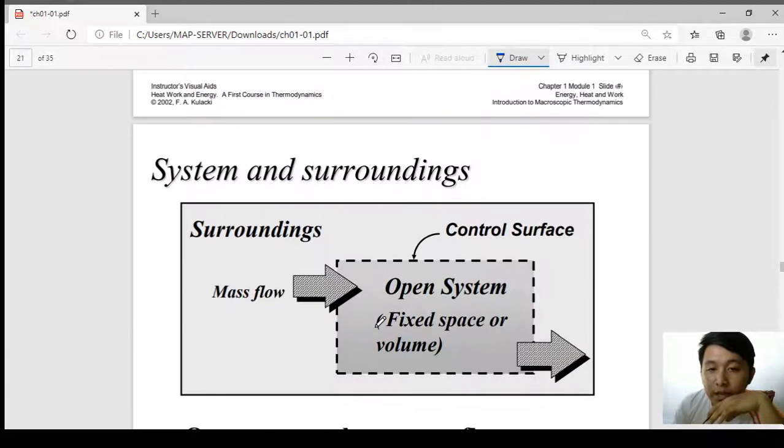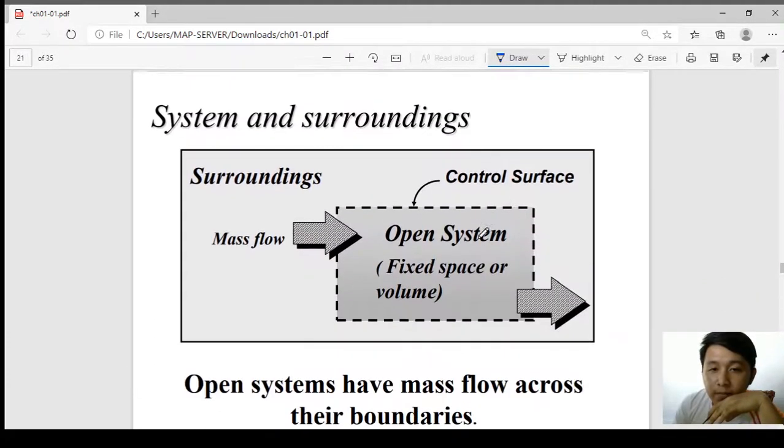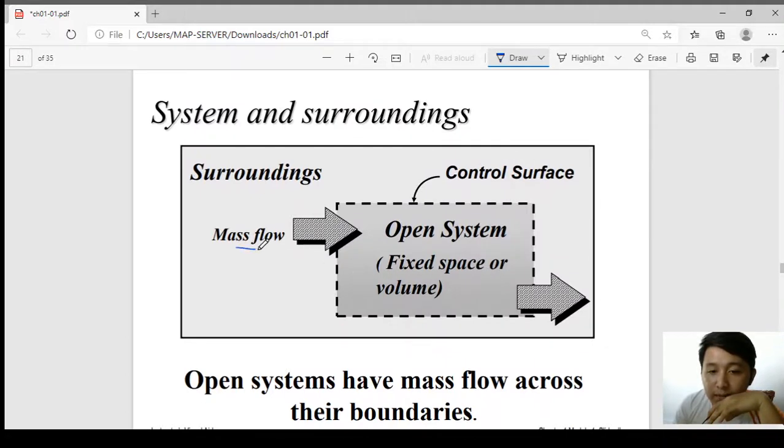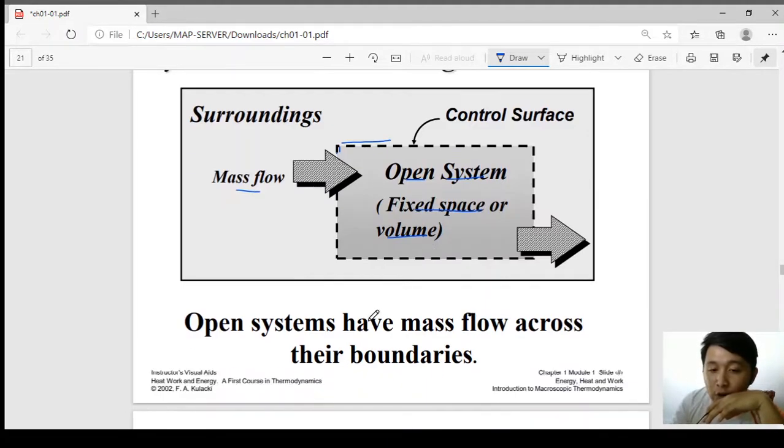Then we have the open system. So in an open system, there is a mass flow across a fixed space or volume. When you say fixed space or volume, actually not all open systems have a fixed space or fixed volume, I will discuss that later. So open systems have mass flows across their boundaries.